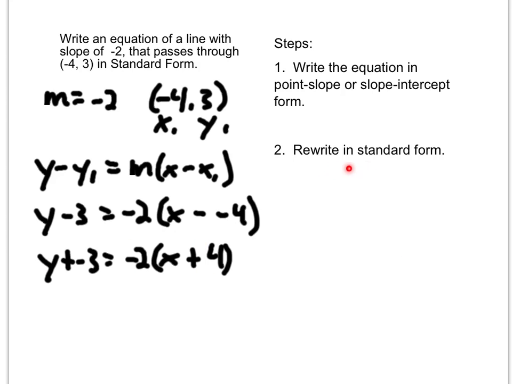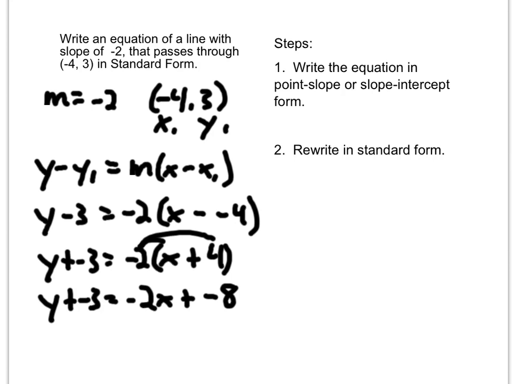Now we need to rewrite it in standard form. Well, again, standard form means we need x's and y's on one side and just a constant on the other. Well, the very first thing I'm going to have to do here is distribute. So I'm going to take this and distribute it, and we get y plus negative 3 equals negative 2x plus, and negative 2 times 4 is negative 8. Well, now I've got to get my constants on the right side and my x on the left side. It doesn't matter which order I do that in. I'm going to start by getting my constants on the right side.